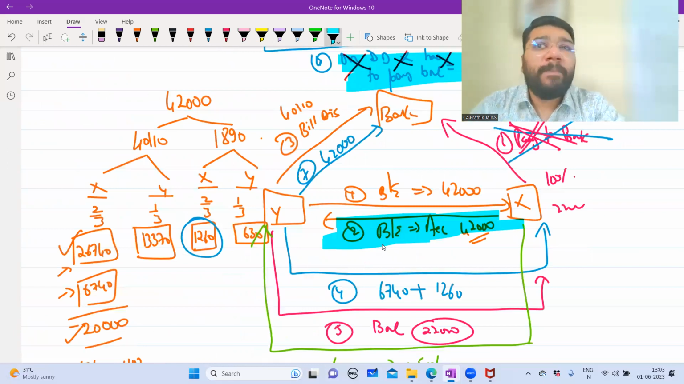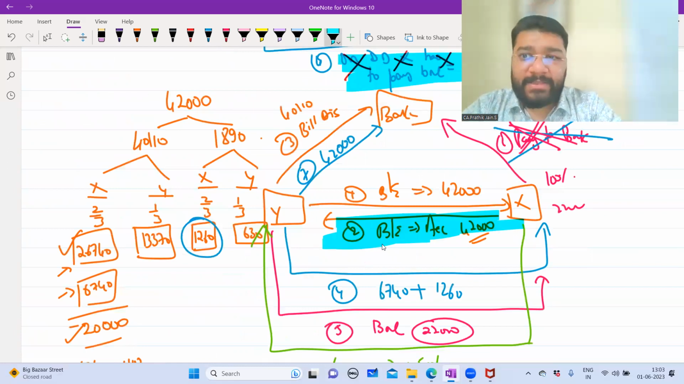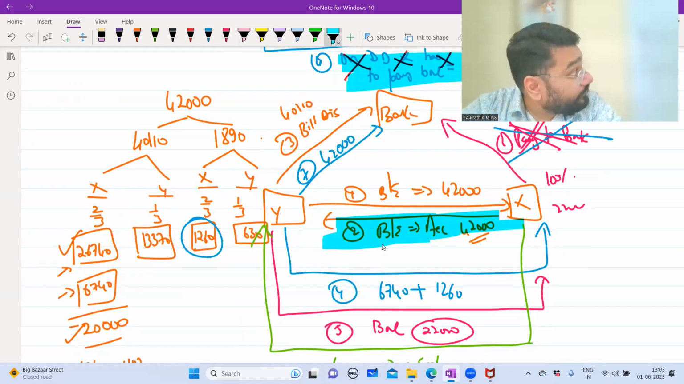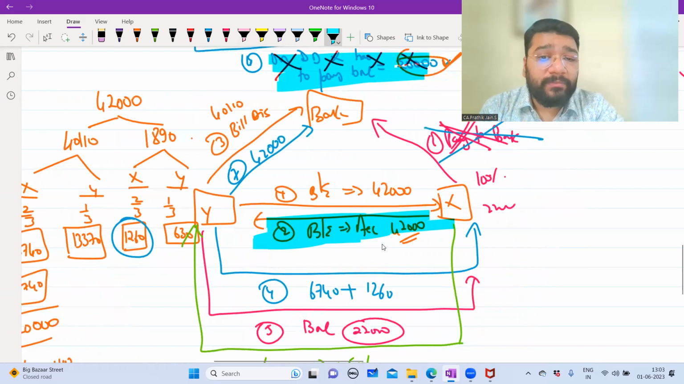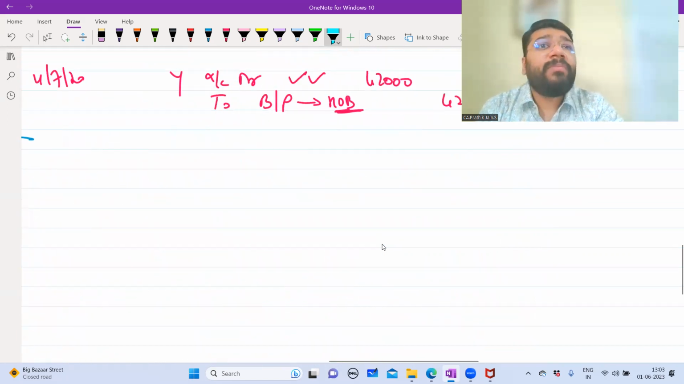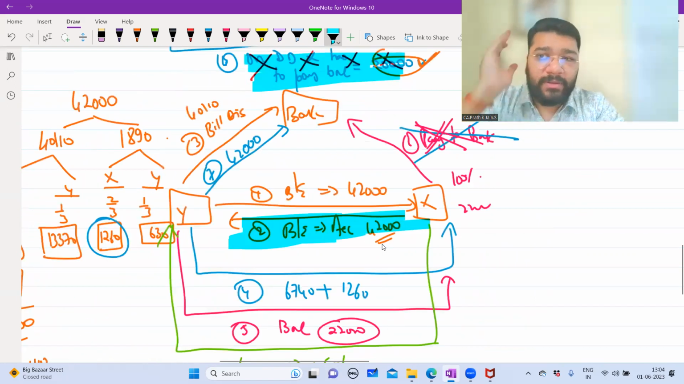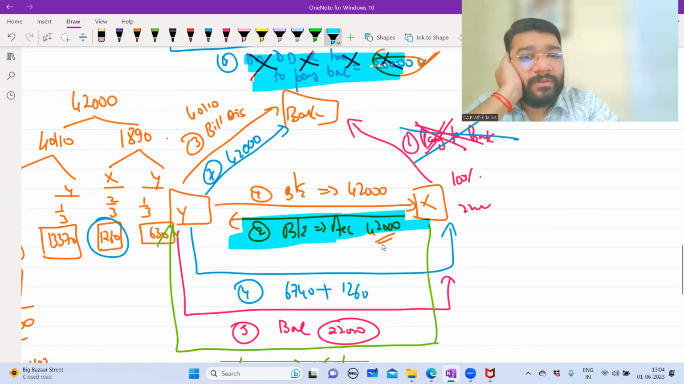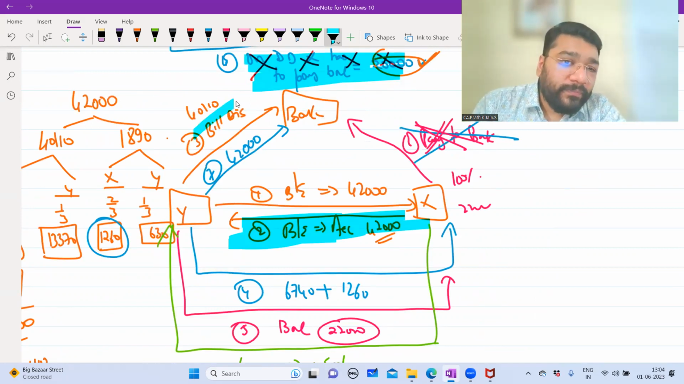Now, who is the holder of the bill? After the second entry, who is the holder of the bill? Guys, we recorded Y account debit to bills payable. Debit the receiver. Y is the receiver. Who is the holder of the bill? X. Y has drawn the bill on X. X has accepted and given it back. So who is the holder of the bill? Y.